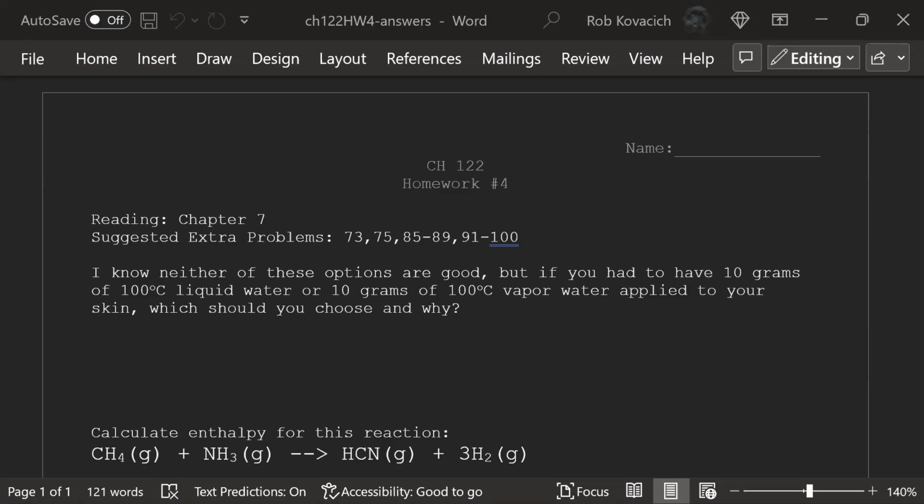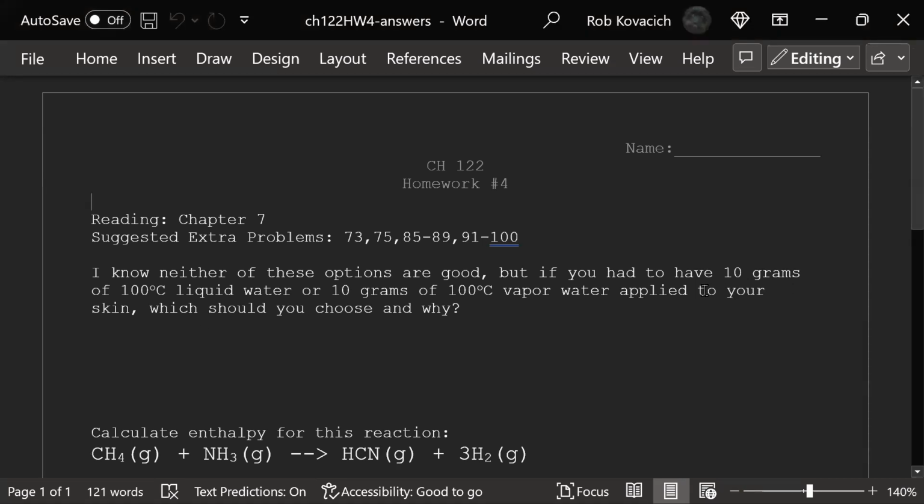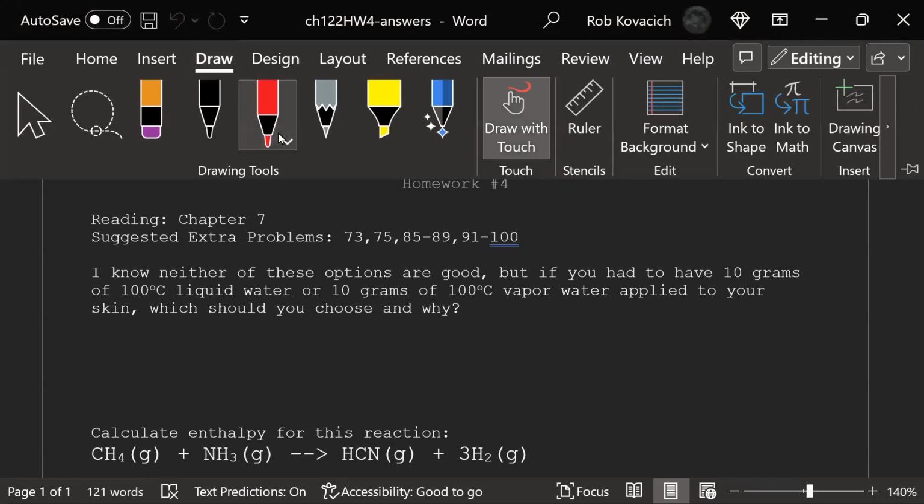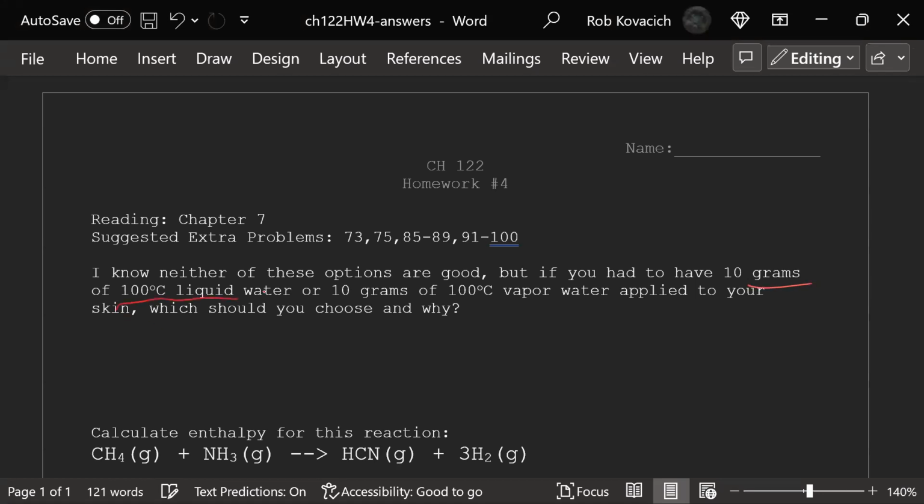Okay, here is a review for our homework 4. So this first one, we definitely would prefer the 10 grams of liquid water. Why? Because if I take 10 grams of vapor water and I apply it to the skin, I'm going to take all of the energy from the 540 calories per gram, which is the amount of energy it takes to get liquid water per gram into vapor water.